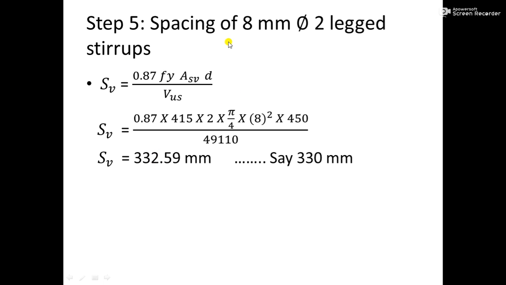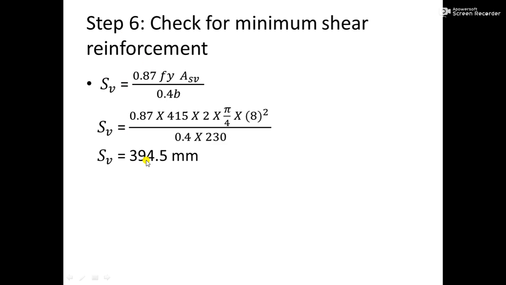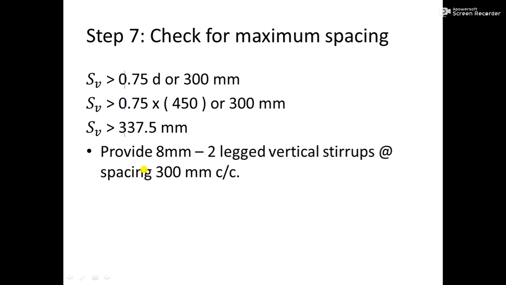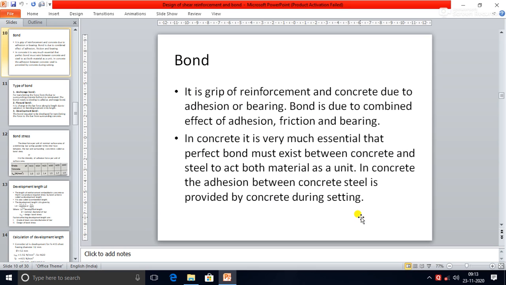Using 8 mm diameter bars of two-legged stirrups, the spacing is 332.59 mm. Checking for minimum reinforcement, the minimum reinforcement spacing is 394.5 mm. Check for maximum spacing. The maximum spacing should not be greater than 300 mm or 0.75 d, that is 337.5 mm. So provide 8 mm two-legged vertical stirrups at a spacing of 300 mm center to center. Okay, these are the types of problems.